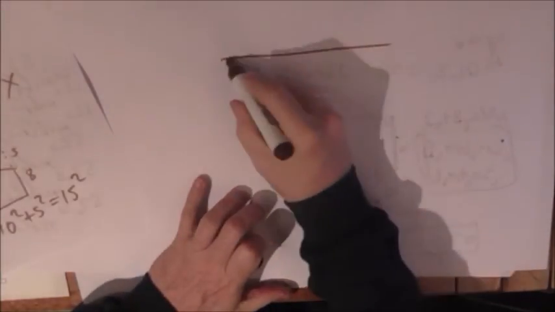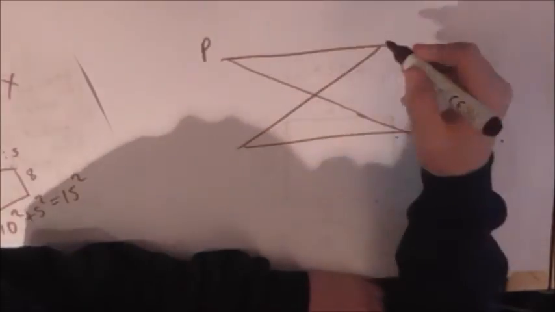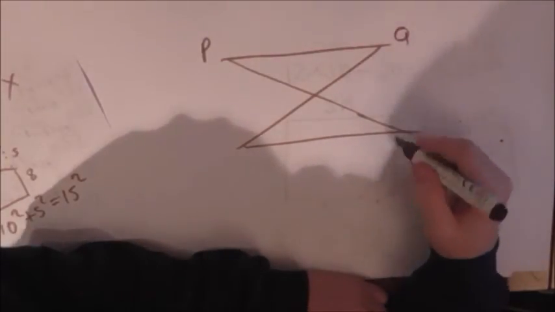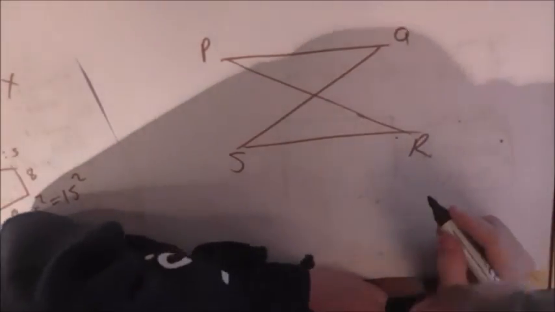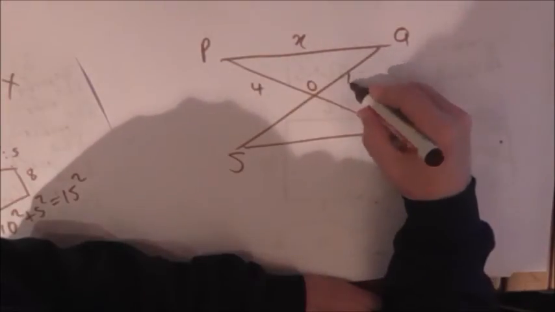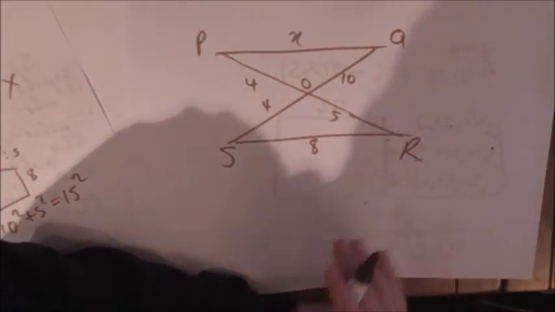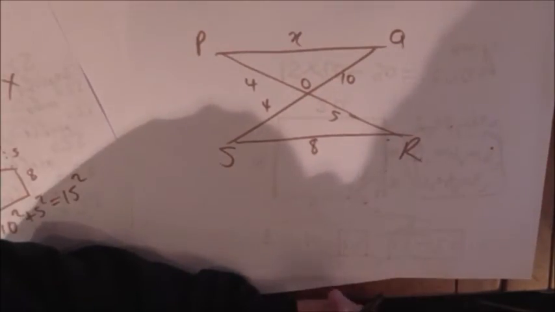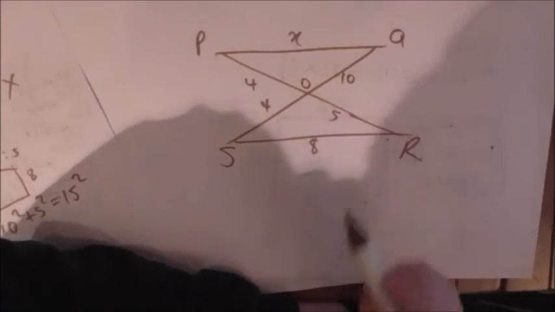Okay, question number 7. P, Q, R, S. It's an O. Given that that's X, that's 4, that's 10. That's 5, that's 4, that's 8. Now what's special about the numbers here? Well, I guess there's the fact that those are the same. It doesn't say anything else special about these.